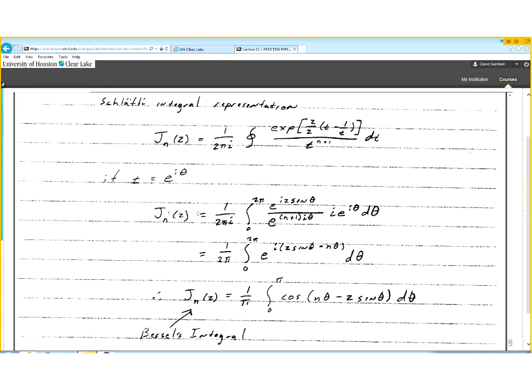And then he took this t and set it to e to the i theta, so that you could see that changes everything here. Because now you've just got a lot of e to the i theta terms which can cancel out. And what you end up with is effectively an exponential of z sine theta minus n theta.